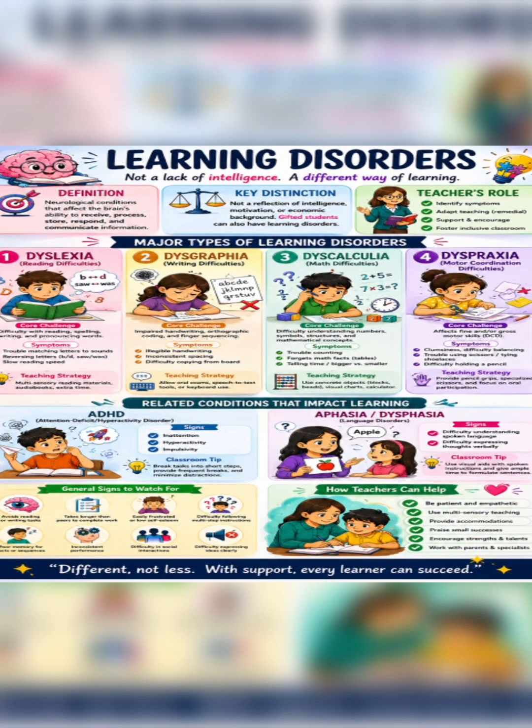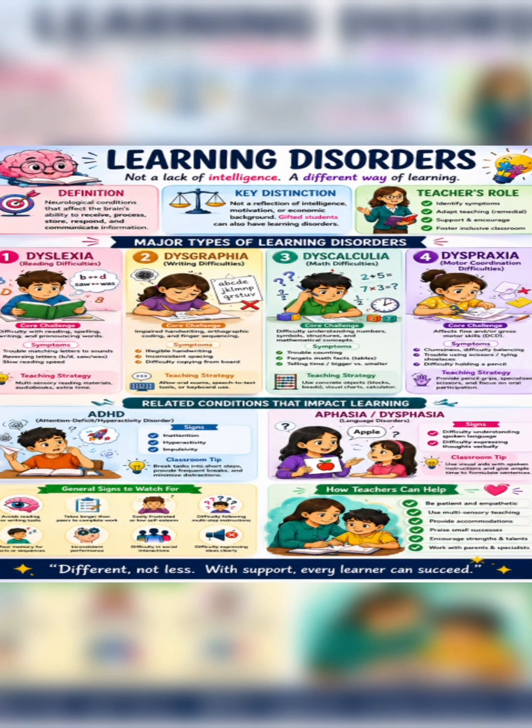Next is dysgraphia. This centers on writing difficulties, specifically impaired handwriting, orthographic coding, and finger sequencing. Look for symptoms like illegible handwriting, inconsistent spacing, and massive difficulty copying text from a board. Here the teaching strategy could be to allow oral exams, introduce speech to text tools, or permit keyboard use.